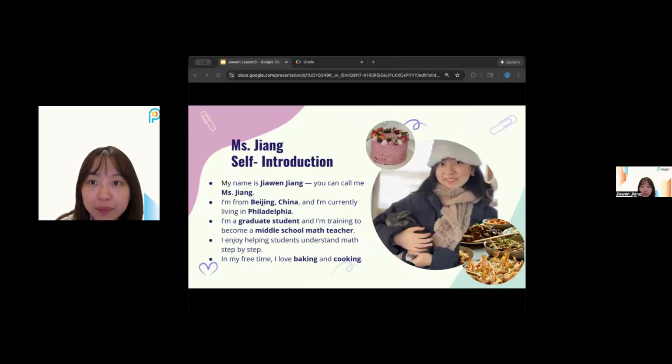Before we start, let me quickly introduce myself again. My name is Jiawen Jia, and you can call me Miss Jiang. I'm from Beijing, China, and I'm currently living in Philadelphia. I'm a graduate student, training to become a middle school math teacher. I really enjoy helping students understand math step by step, and in my free time, I love baking and cooking.